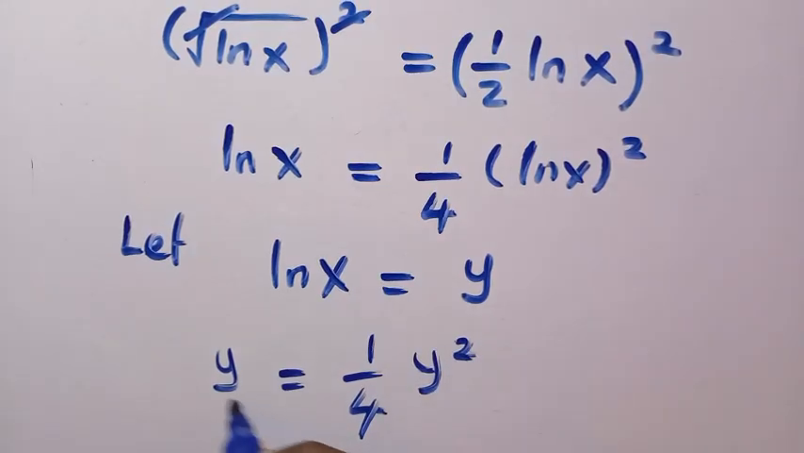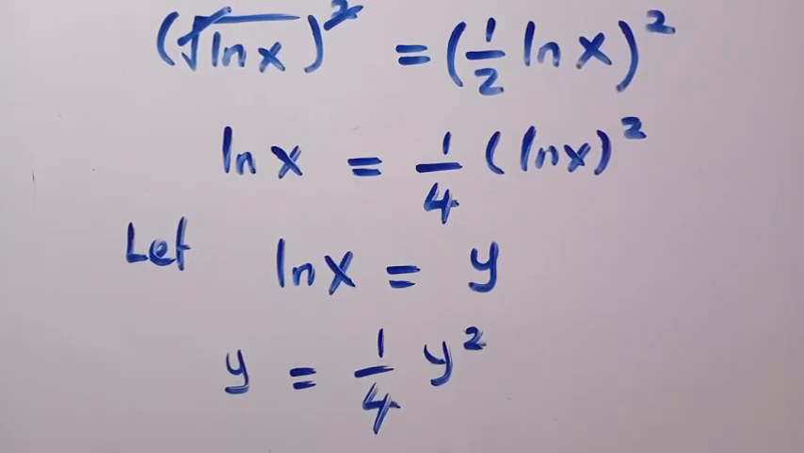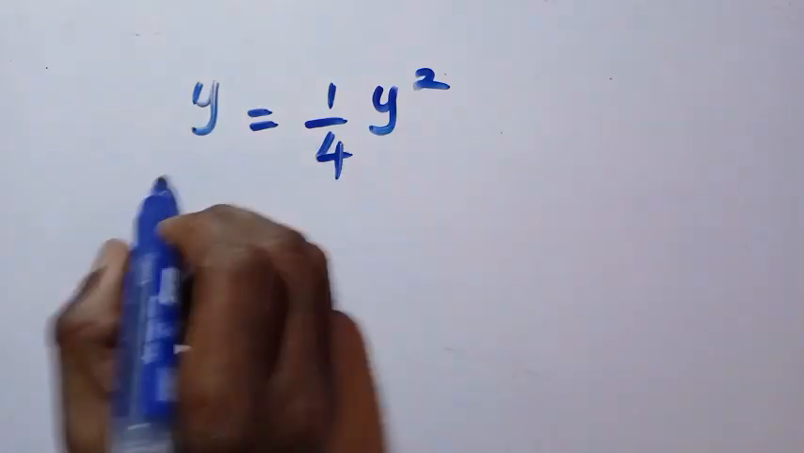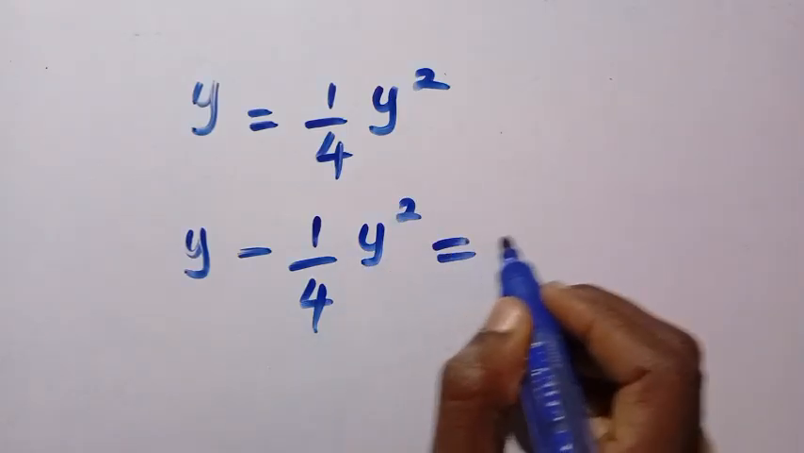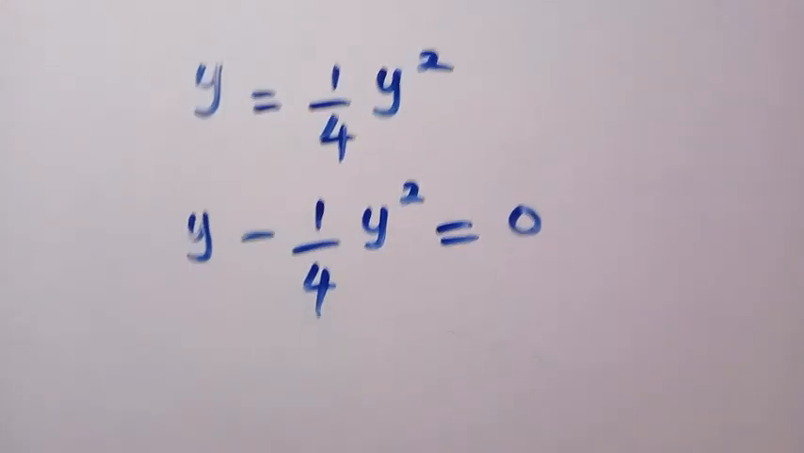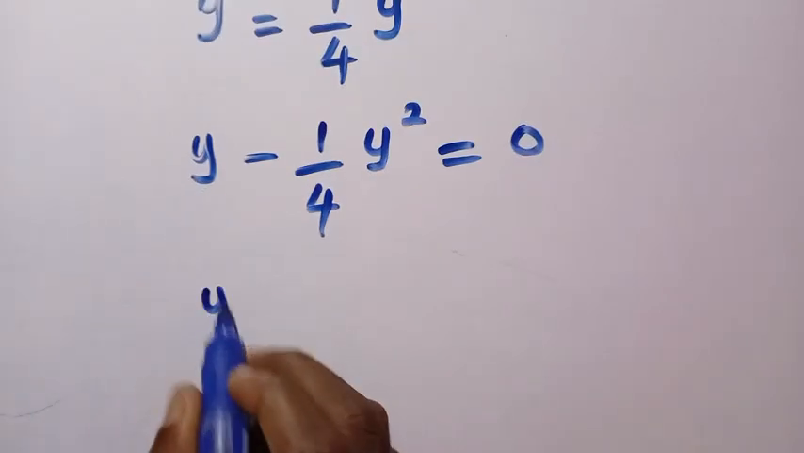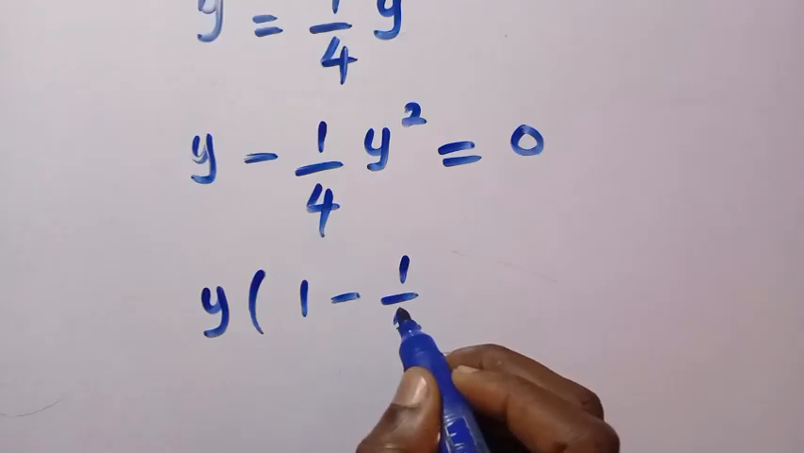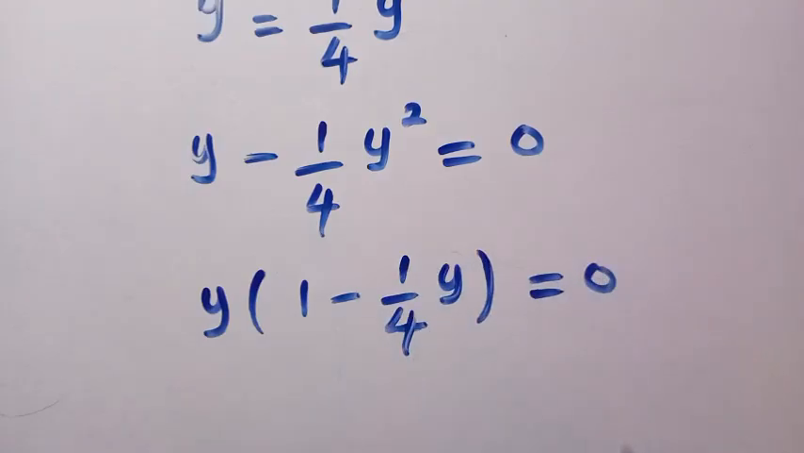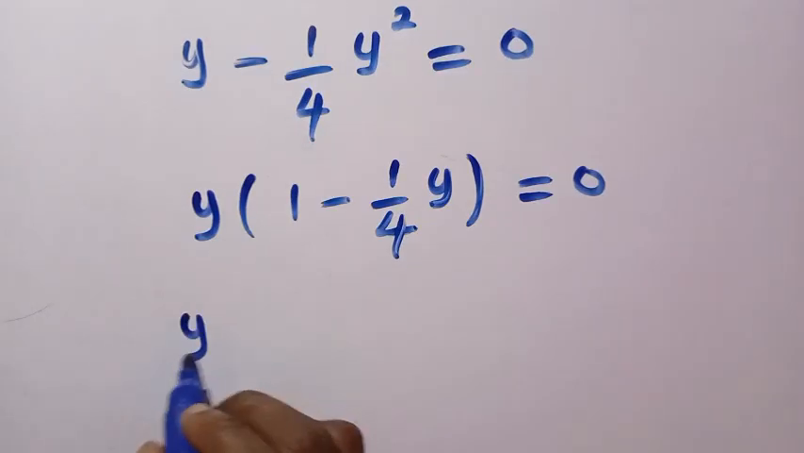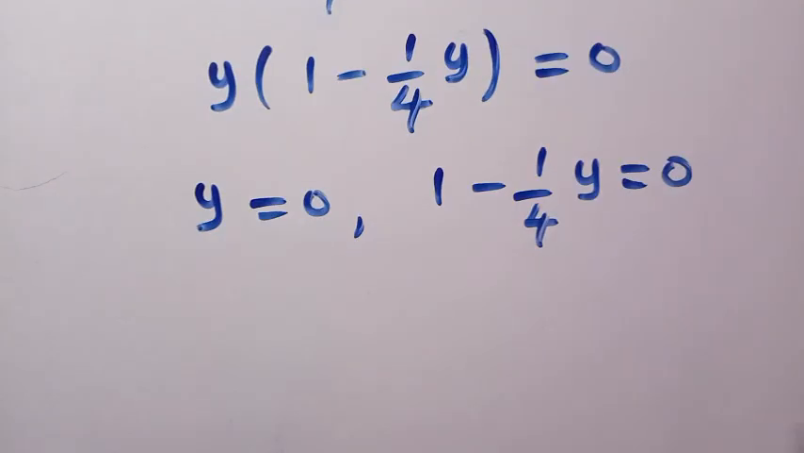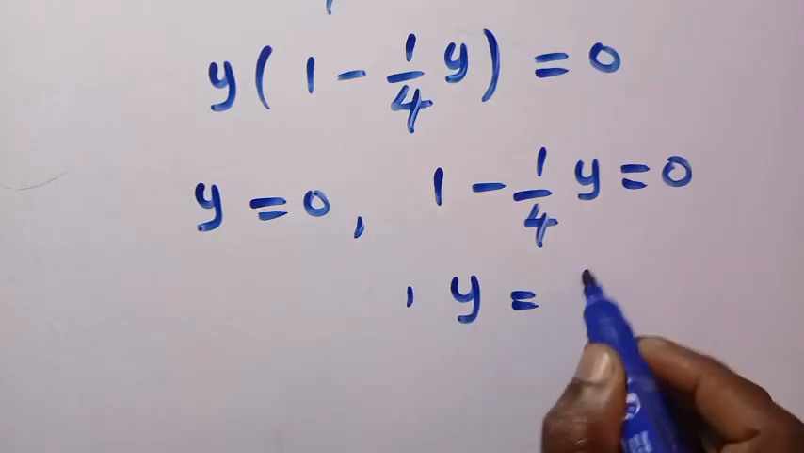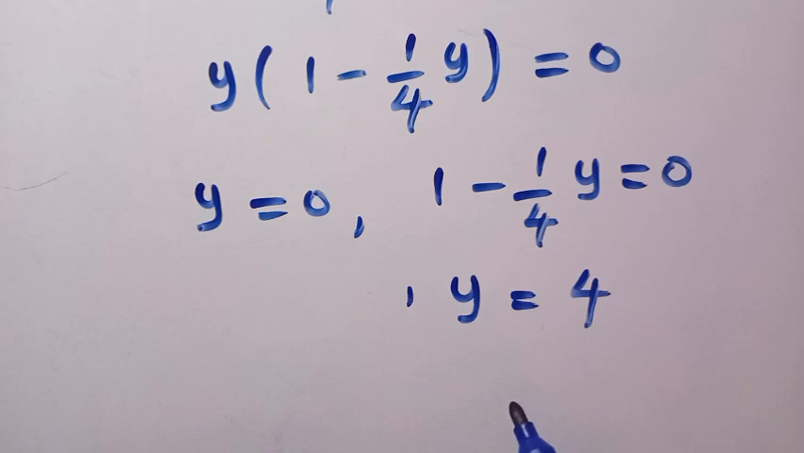Then, to get the value of y, we are going to transfer this, and here we have y minus 1 over 4 y squared equals 0. And what is common here is y. By factoring out y, we have y times the bracket 1 minus 1 over 4 y equals 0. So therefore we have y equals 0, or we have 1 minus 1 over 4 y equals 0. So here we get y equals 4, because if y equals 4, everything here becomes 0. There are two values, y equals 0 and y equals 4.